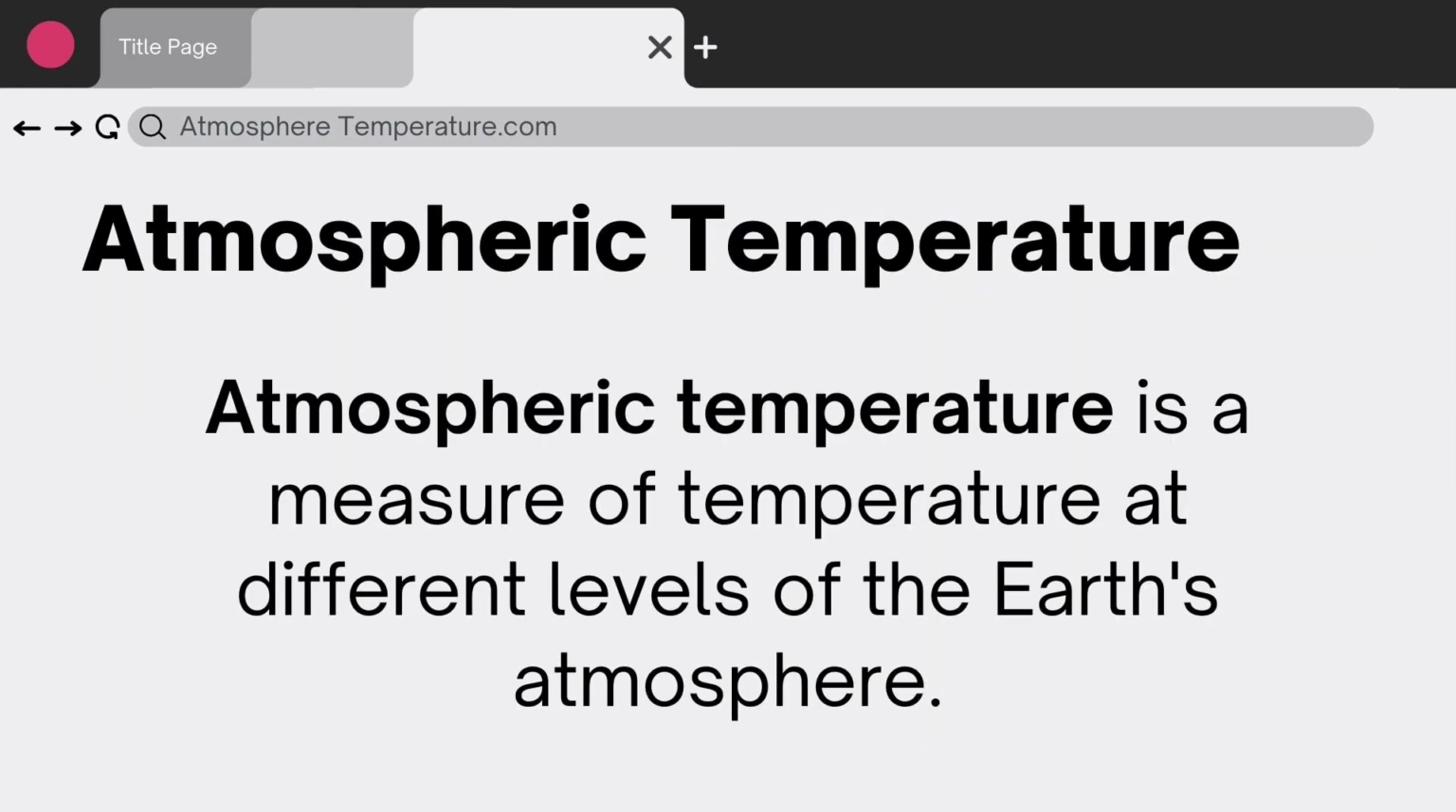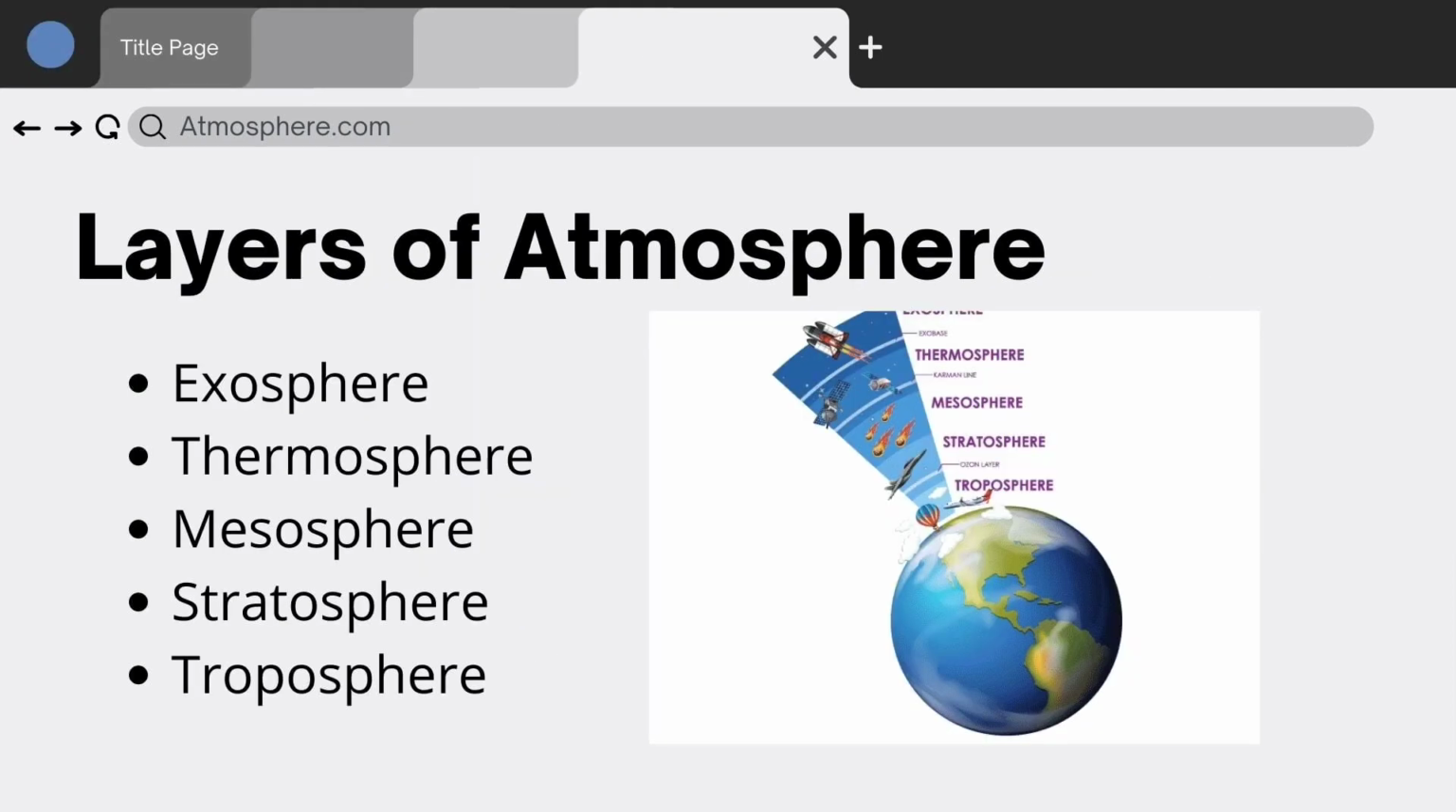Atmospheric temperature. Atmospheric temperature is a measure of temperature at different levels of the Earth's atmosphere. For those of you who didn't know, atmosphere has 5 layers. We have here the list of layers of atmosphere. It is arranged according to the highest sphere to the lowest sphere. So we have the exosphere, thermosphere, mesosphere, stratosphere, and troposphere. As we continue, we will define each of these layers and where these layers are located.